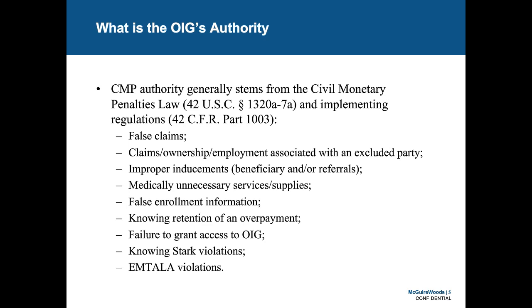They can have CMPs imposed for false claims, claims involving ownership, employment, or ordering of services by an excluded provider, and improper inducements, which is where we talk about improper referrals under the anti-kickback statute. They can also be imposed if a provider has submitted false enrollment information, or ordered or allowed for the provision of medically unnecessary services or supplies. A CMP can also be imposed for a knowing retention of an identified overpayment, or if a provider fails to grant access to the OIG when they've requested records. Also, knowing Stark violations and EMTALA violations. These will be some of the government enforcement actions I'll talk about today.